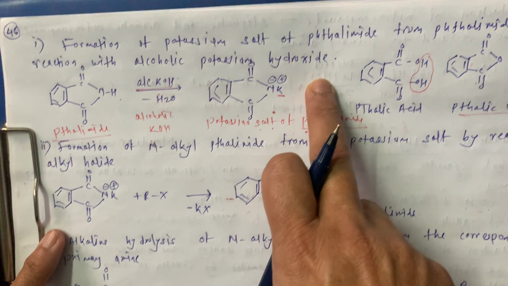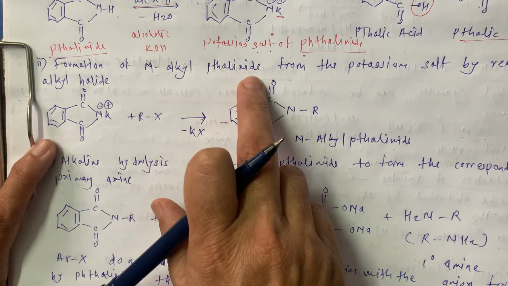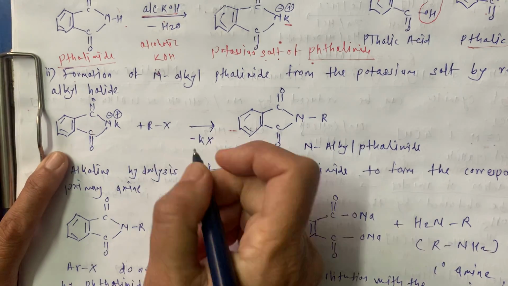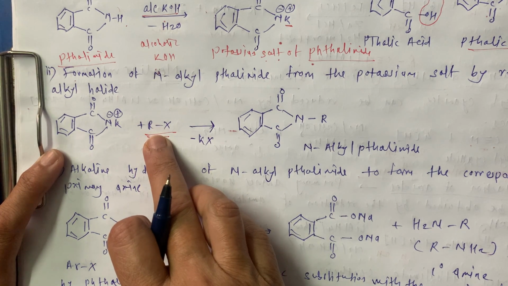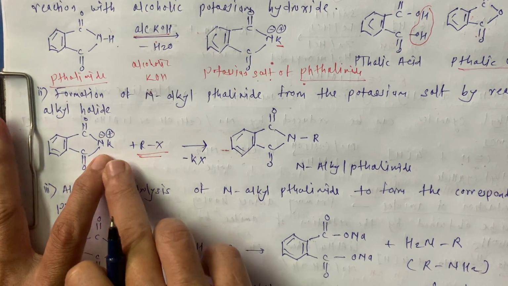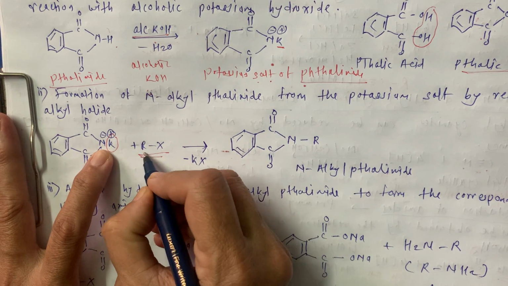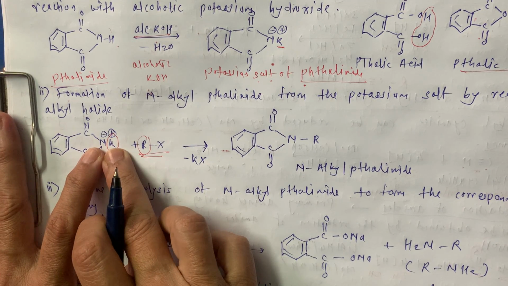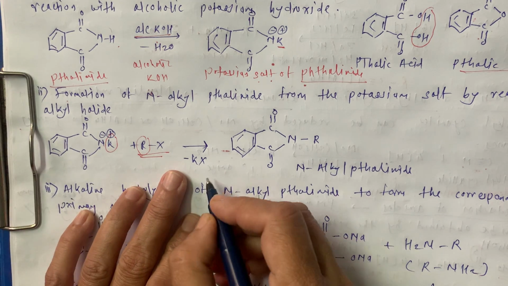This is the first step. Now what is the next step? Next step is formation of N-alkyl phthalimide from the potassium salt by reaction with alkyl halide. Again here alkyl halide. Now what is this alkyl halide going to do? From this alkyl halide, this potassium is replaced by R. Means this R is now substituted at the position of K plus, and there is removal of KX.